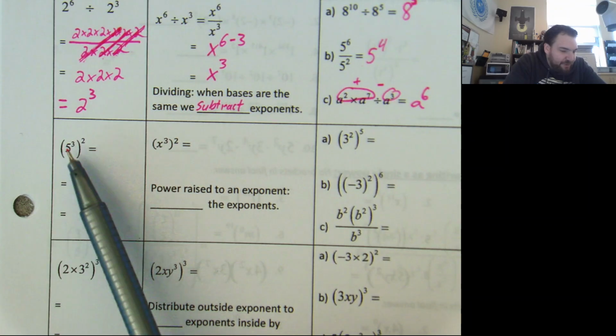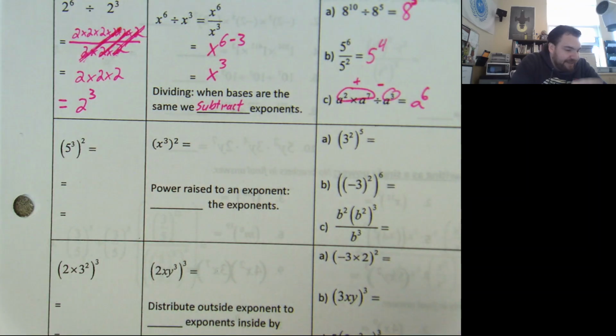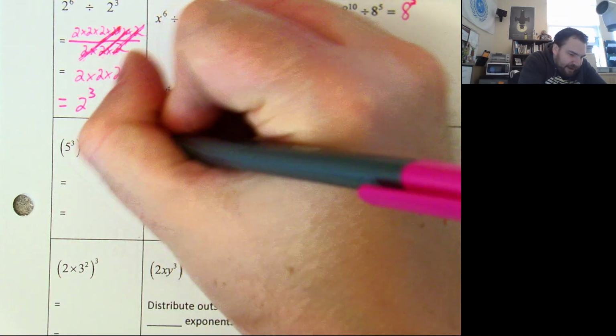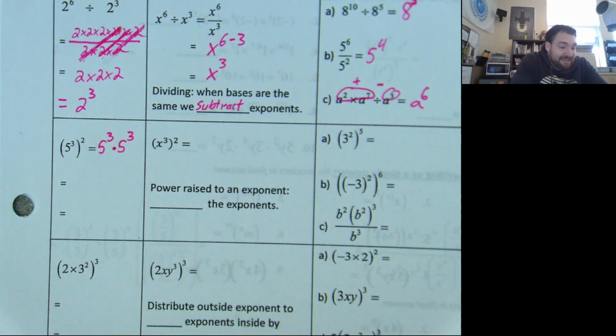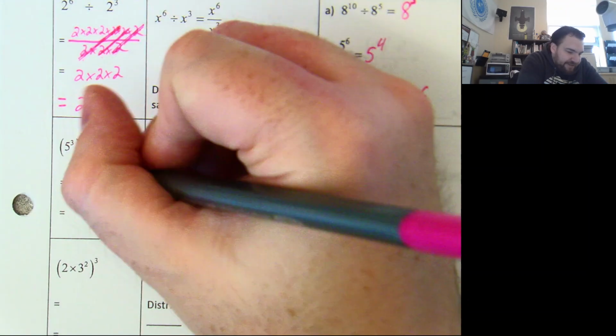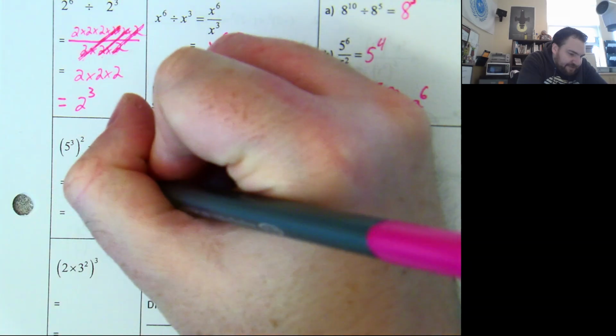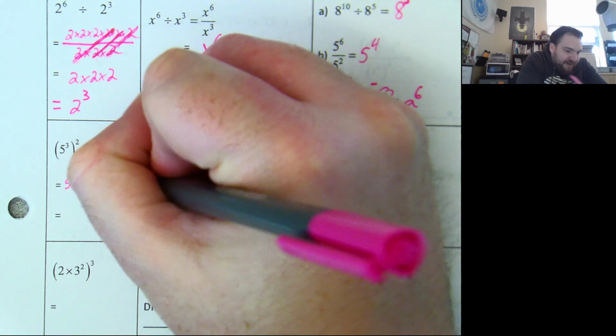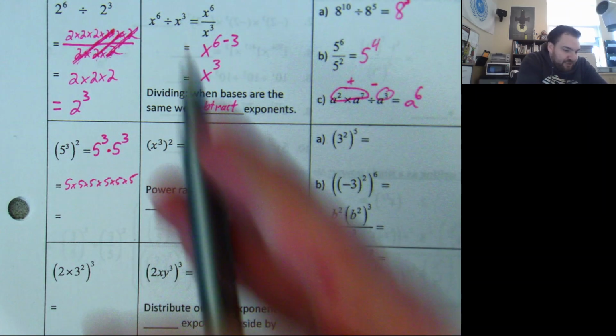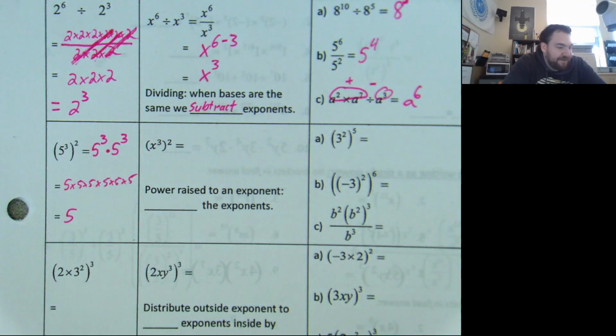When you have a power to a power, so I've got 5 cubed squared, we're going to rewrite that as 5 to the power of 3 times 5 to the power of 3, because that's what it means to square something. It means to multiply it by itself twice. I can rewrite this as 5 times 5 times 5, that's the first one, times 5 times 5 times 5, that's the second 3. So this would be 5 to the power of how many 5s are multiplied there? There's 6 of them.